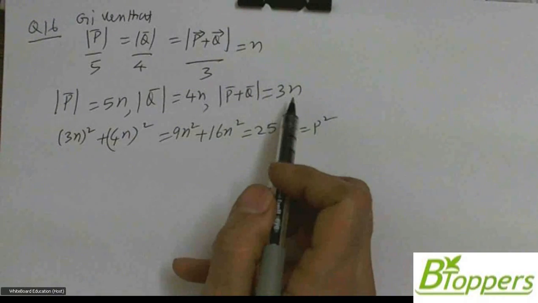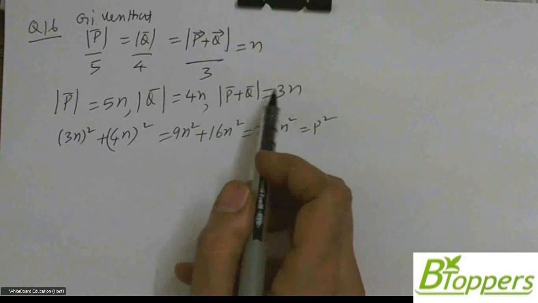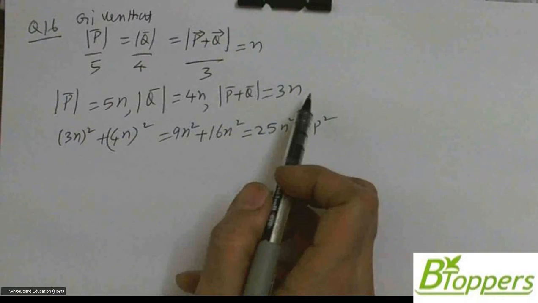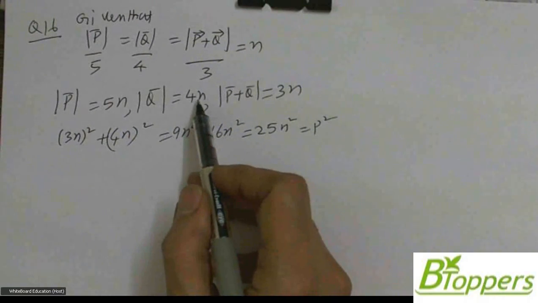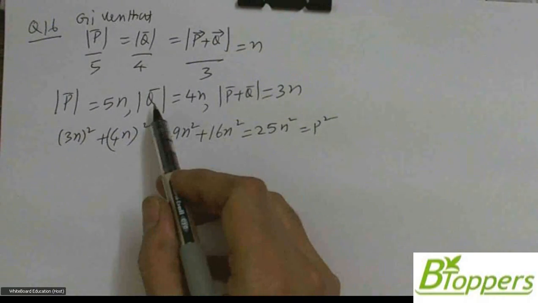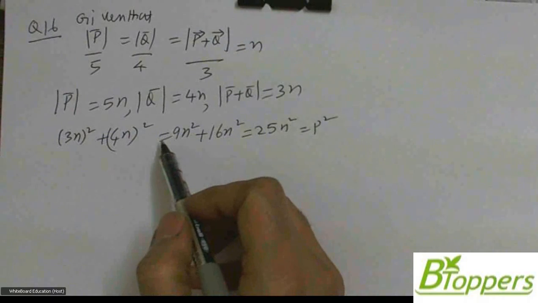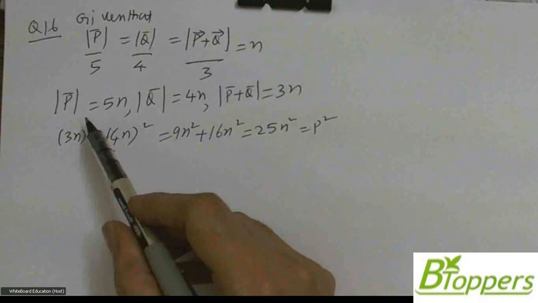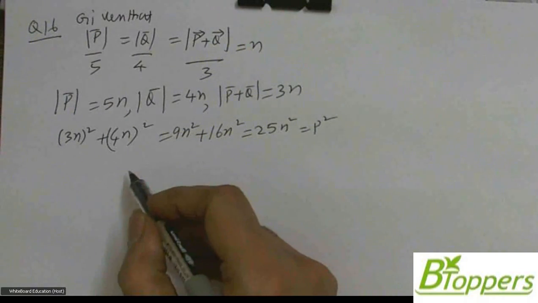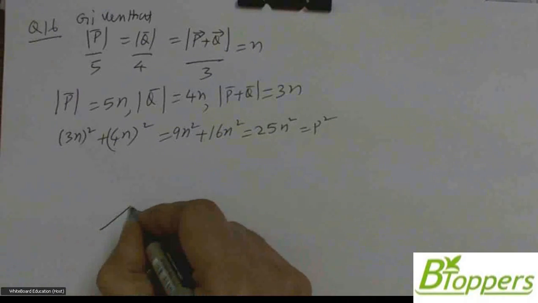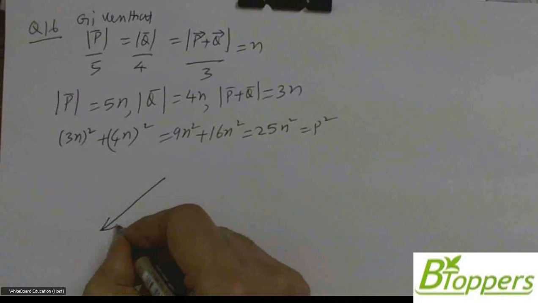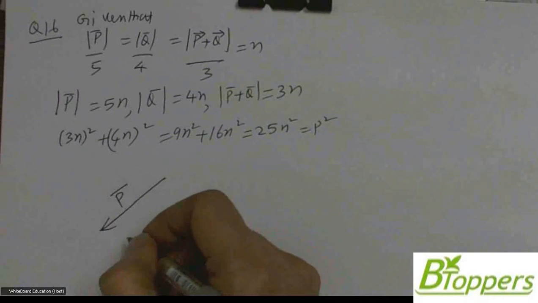The smaller magnitudes must be represented by these smaller sides which are perpendicular to each other. That means in this case, the resultant of p bar and q bar is perpendicular to q bar. So the first vector p bar, which has the largest magnitude, should be represented along the hypotenuse side.